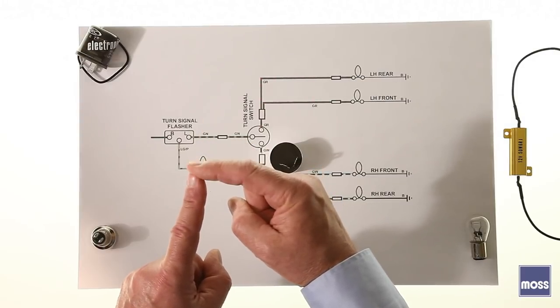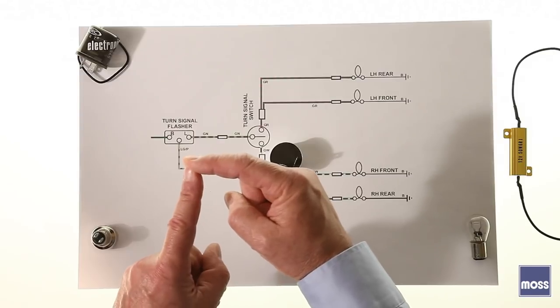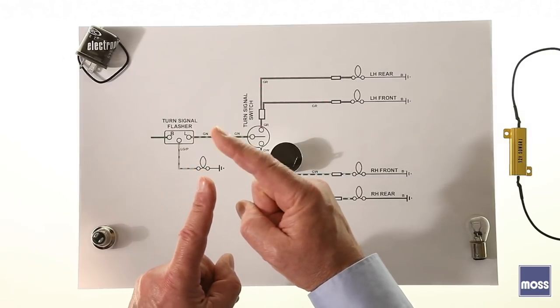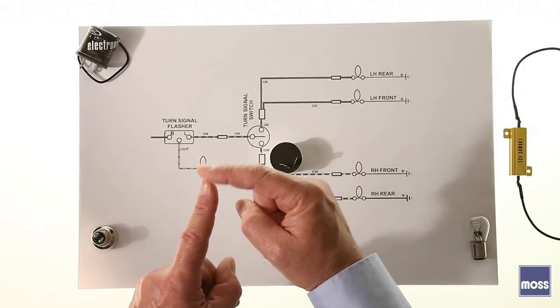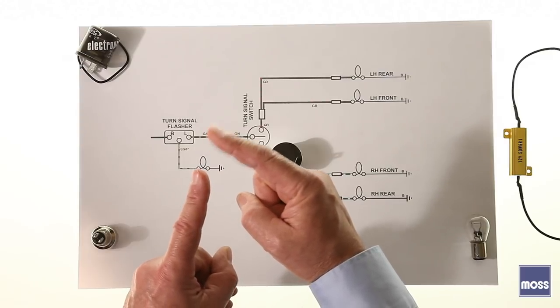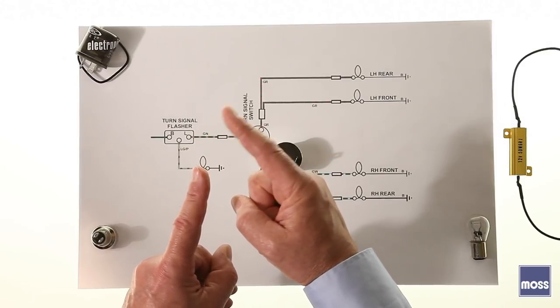Then it gets warm and does back and forth, and each time it does that, it does two things. It makes noise, it goes bink, bink, bink, bink, that's the noise you hear in your car, and it stops the current from flowing and starts it. Off, on, off, on, off, on.